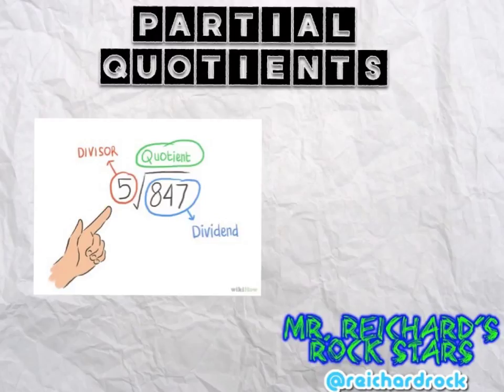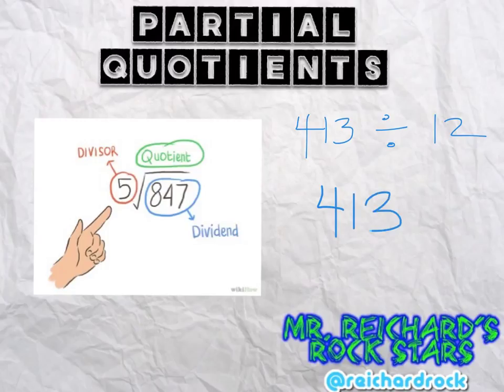Really quickly, I just want us to practice writing one of these, from an old problem. So say we have 413 and we want to take that divided by 12, for instance. Just go ahead and practice what that would look like, guys. Okay, so that should look like 413 divided by 12, because we have our dividend, our divisor, and our answer will be our quotient.